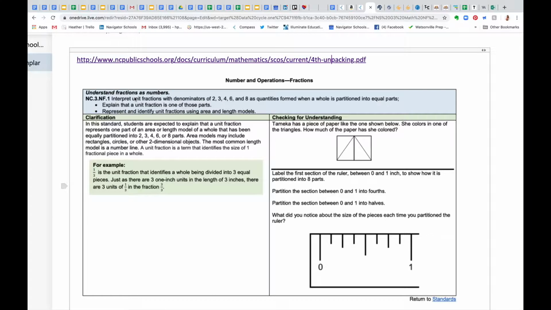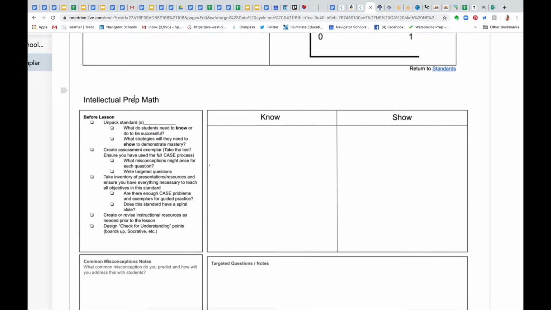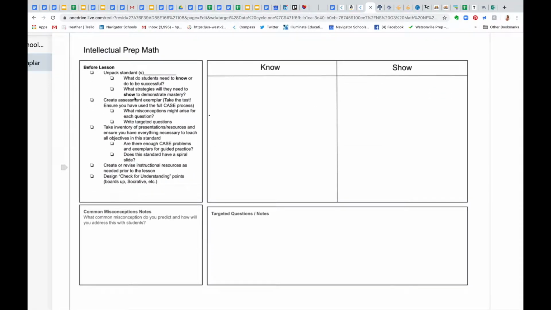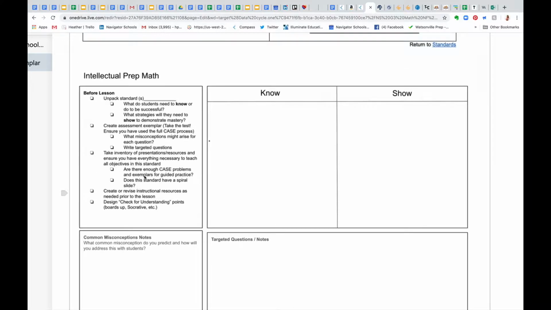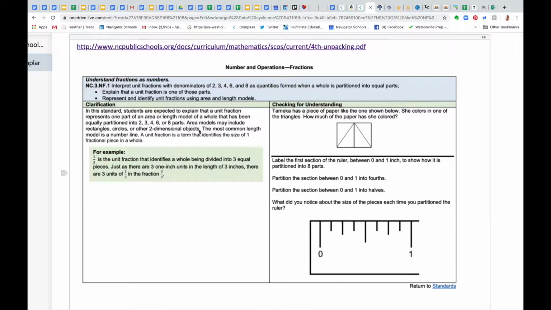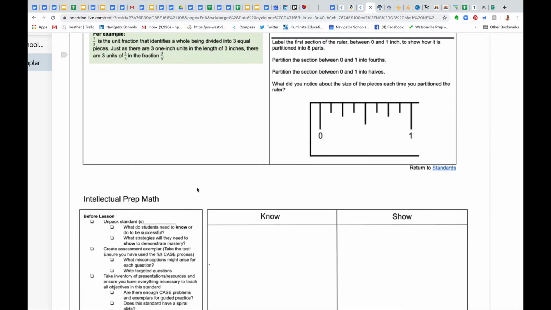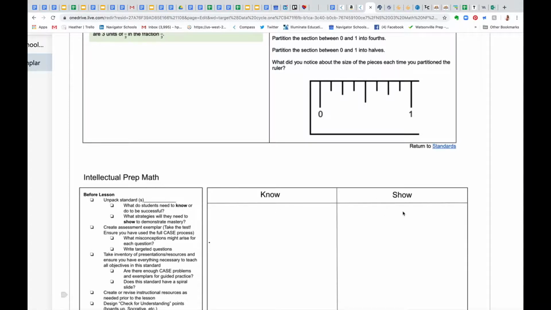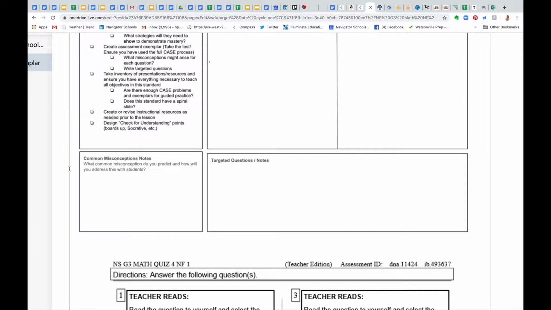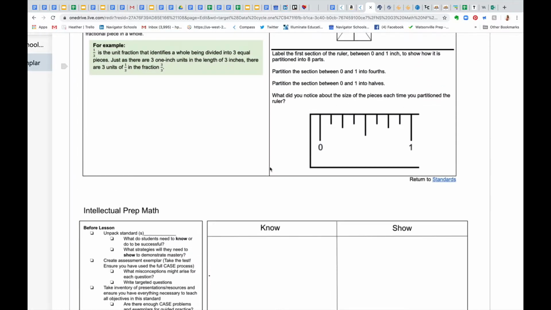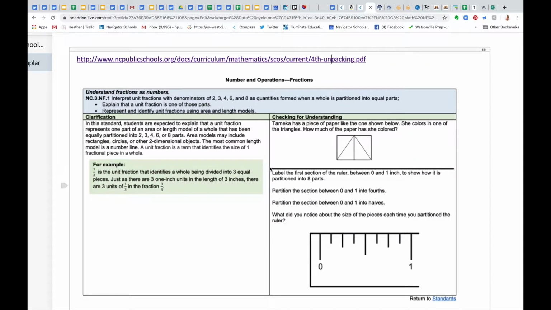I also have this second document I use when I unpack. I call it my no-show template. So we're going to take my notes and make sure that I have done everything that I do to have a successful unpacking and intellectual prep process. So I'm going to start by closely reading the standard to figure out what students need to know and show, and also to identify some common misconceptions that might occur, and then write some targeted questions to help with my lesson planning. So I'm going to go back up here and closely read my standard.